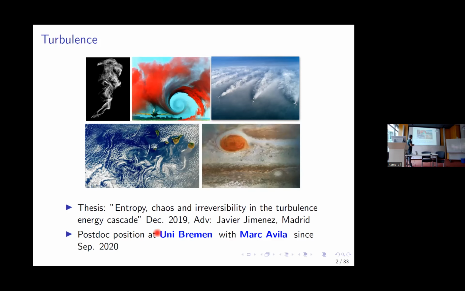However, I did my thesis in Madrid on a very fundamental topic of entropy. This idea of irreversibility, the arrow of time, is quite a classical concept, but it's in my opinion quite important. And that's what I will be talking about today, in relation in particular to fluid mechanics. I finished my PhD more recently, a little more than 2 years ago. And now, as I said before, I'm at Uni Bremen with Professor Mark Avila.